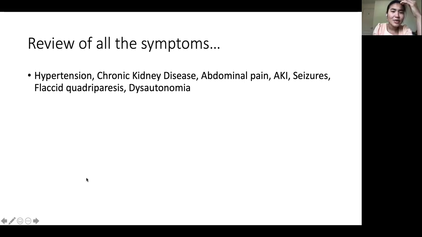Okay, so what do you think is happening here? What condition might you consider in this scenario? Kidney function is absolutely normal. So she doesn't have diabetes. Okay, so it's not going to be DKA.